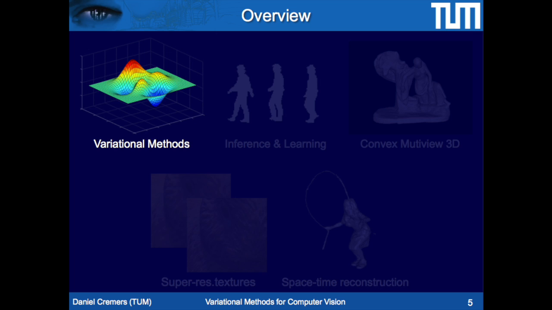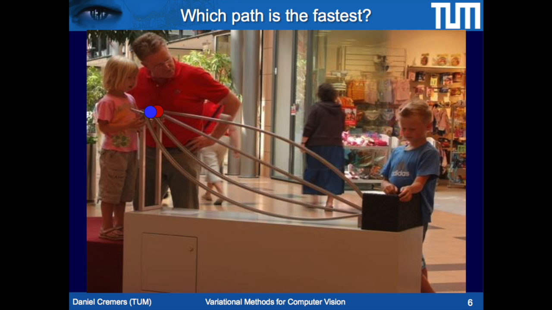Variational methods is not a recent thing. It's actually very old, and I think if you want to trace back variational methods to their origins, you end up with a problem of this type. I'm sure you've seen this kind of structure before. Has anyone seen this in a science museum, maybe?